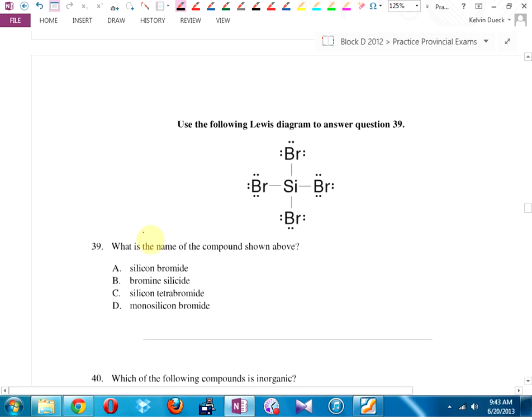Lewis diagram. What is the name of the compound shown above? First of all, I need to figure out ionic or covalent. Well, silicon is a weird one. It's not a metal. So this is covalent. How many silicons? One. We could say mono. No, we don't say mono. It's going to be silicon. How many bromides? Four. How do you know tetra? I mean, that's also on your sheet. They don't make you memorize those. That's on the same page as the polyatomic, I think. Yes?